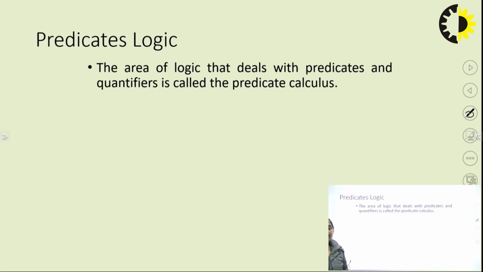For example, if I say all men are good, what is my task? I have to represent this knowledge in some way, that all. So for all, what do I need? A quantifier.